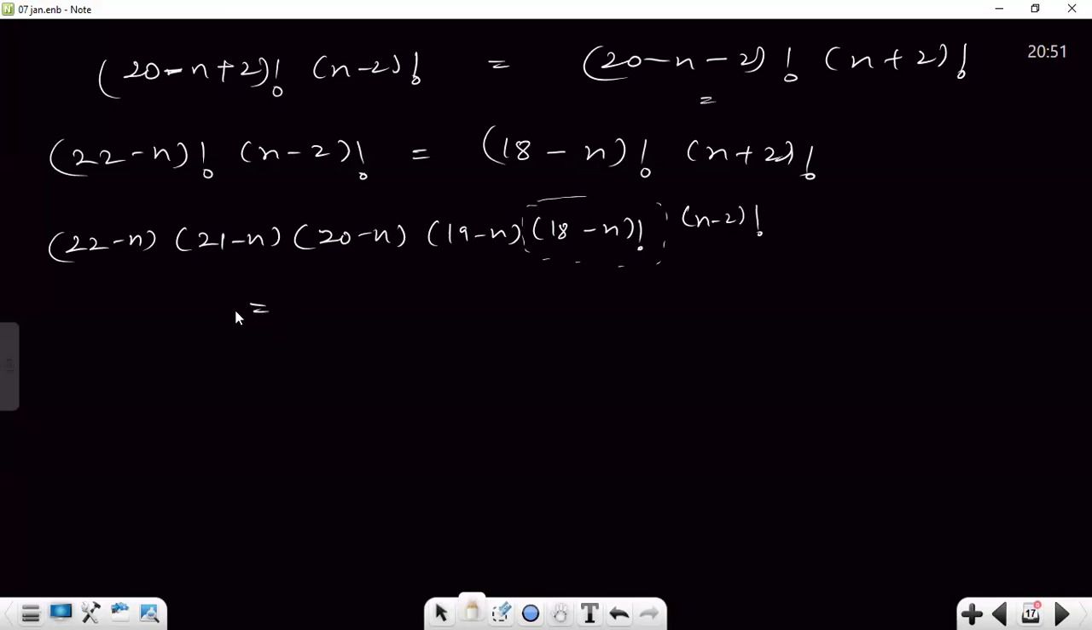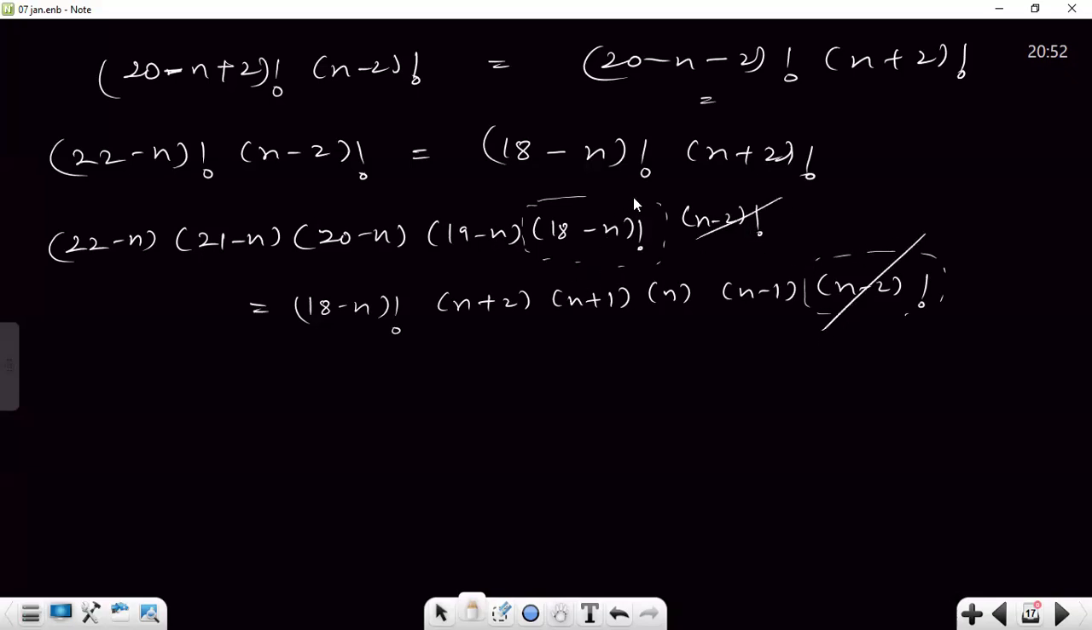Writing the right hand side onto the next line. So (18-n) factorial we will not touch. We'll expand the second factorial: (n+2) into (n+1) into (n-1) into (n-2) factorial. We'll stop here because it's equivalent to some term in the left hand side. This and this cancel each other. (18-n) factorial cancels (18-n) factorial.